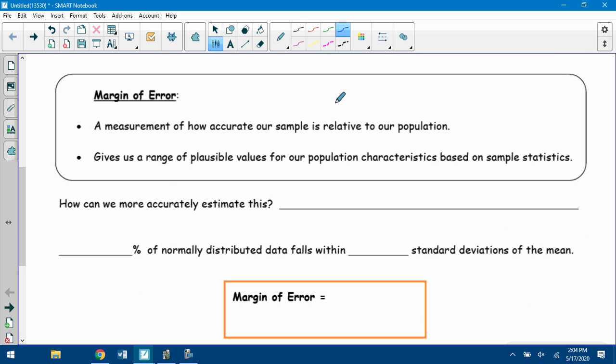So how can we accurately estimate margin of error? The way we're going to do it, and there's different ways, but the way we're going to do it is using standard deviation, how spread out the data is.